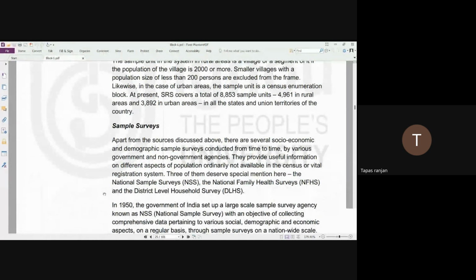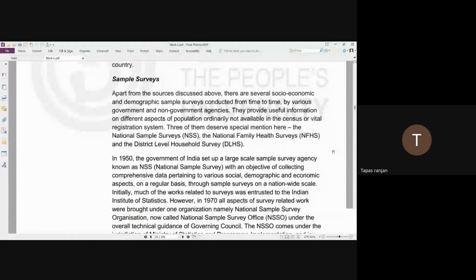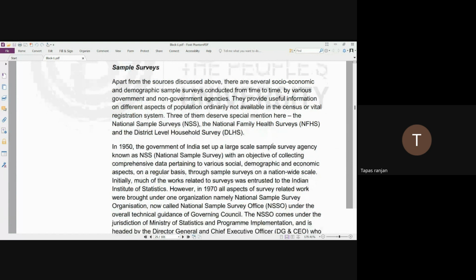Sample surveys: I think I have given you the example of the NSSO, the National Sample Survey Organization. Then you have other organizations like the National Family Health Surveys and District Level Household Surveys. All these will be providing you data, mostly sample survey data. They do not collect data from house to house, unless it is a census, but you'll find different kinds of data from here.